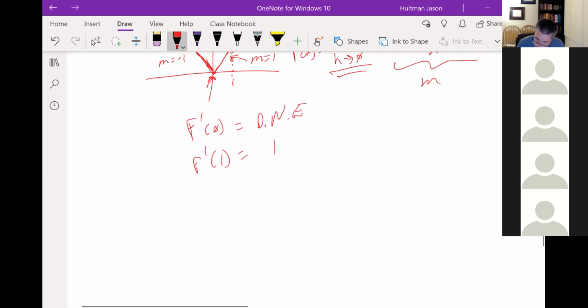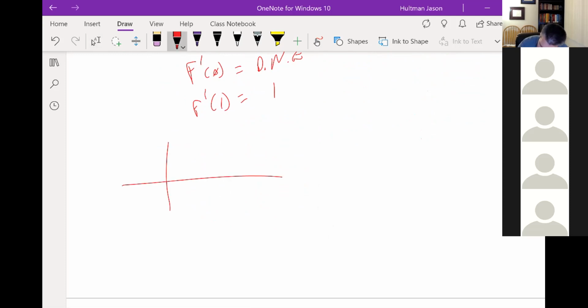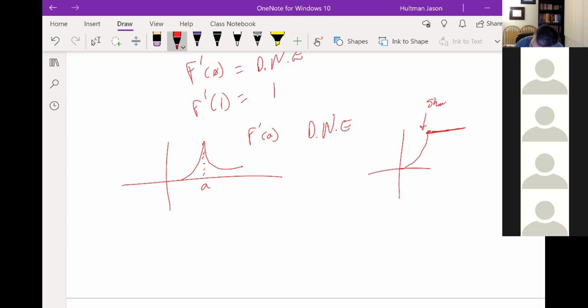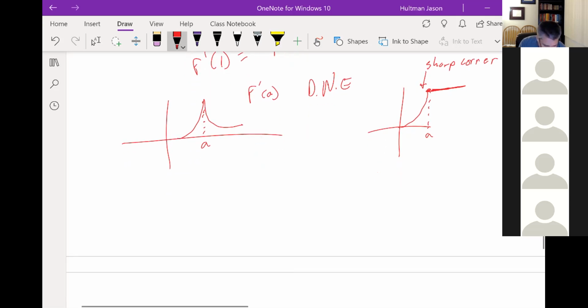Some other graphs where it does not exist look like this. If we have a graph that looks like this, then at A, f prime of A does not exist. What's another one? If we have a piecewise function that looks like this, sharp corner, sharp corner, no derivative. So again, f prime of A does not exist.